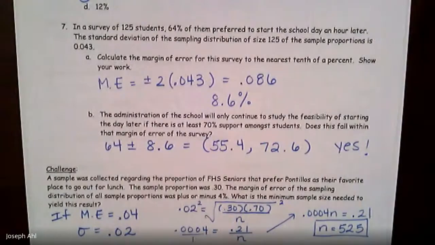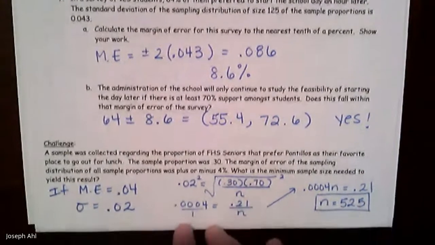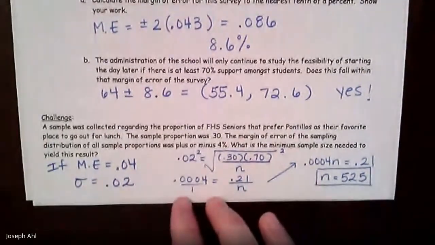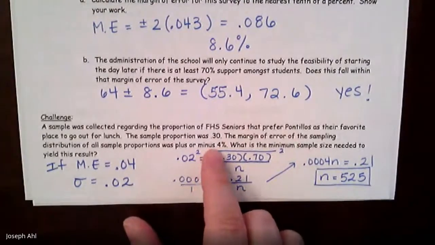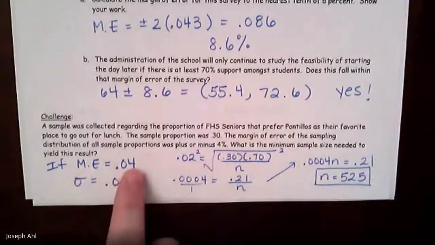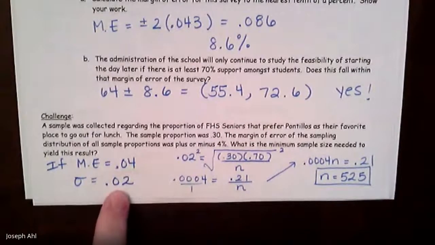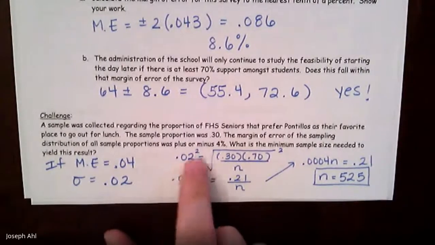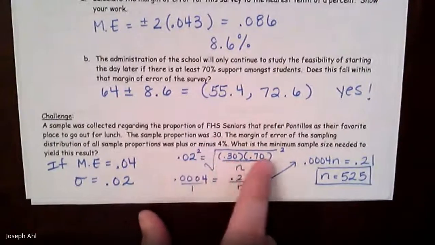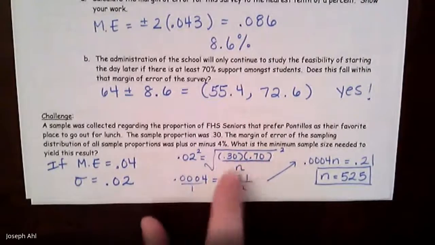The challenge question at the bottom, if you were able to figure out the sample size needed to yield that margin of error of 4%, what I thought about was that if the margin of error is 4%, that's plus or minus 2 times the standard deviation. So the standard deviation for this data has to be 0.02. So how do we calculate the standard deviation for sample proportions? It's the square root of P times Q over N. So N is what I'm solving for.